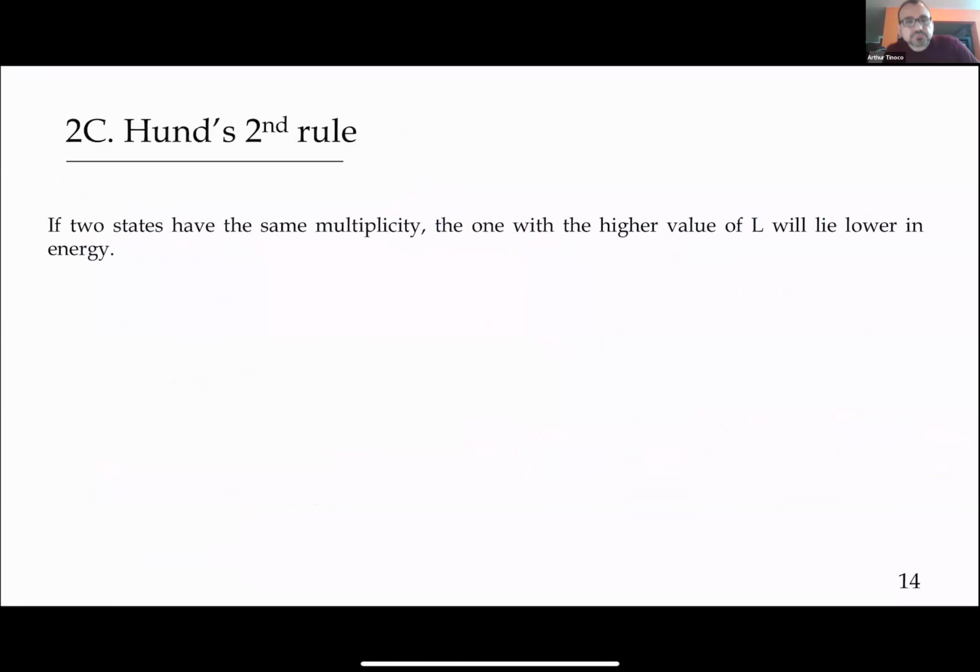All right, so Hund's second rule, because it's actually very important when we're talking about all of the possible atomic states. If you have two states, so we're talking about atomic states, that have the same multiplicity, the one with the higher value of L will lie lower in energy. So this is going to be very important when we determine all of the atomic states and we rank them in terms of their energy. We're going to use Hund's second rule.